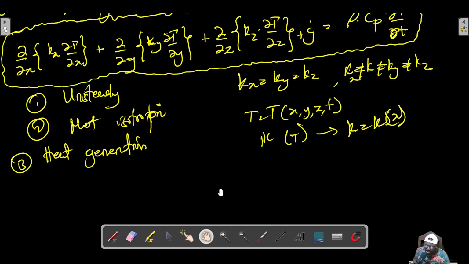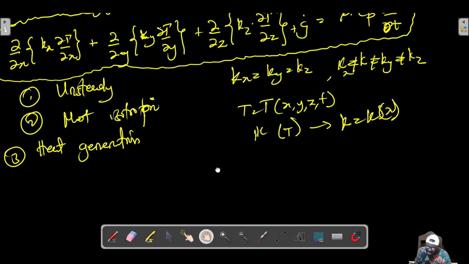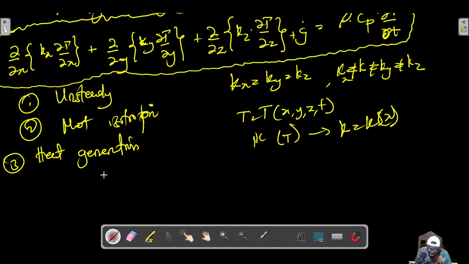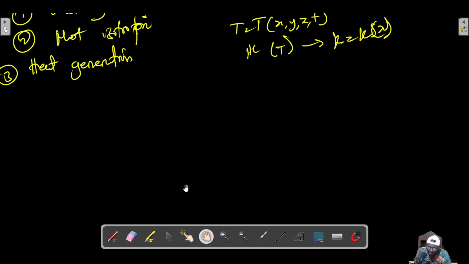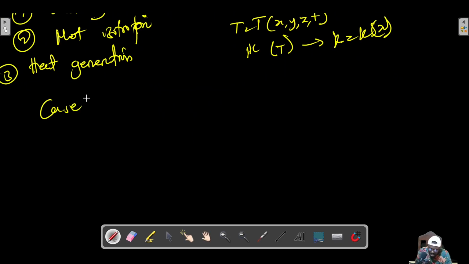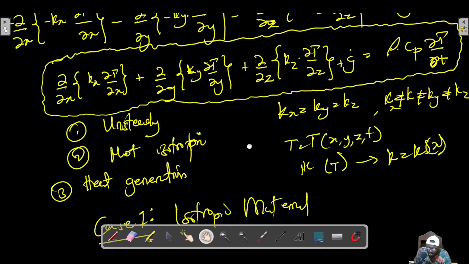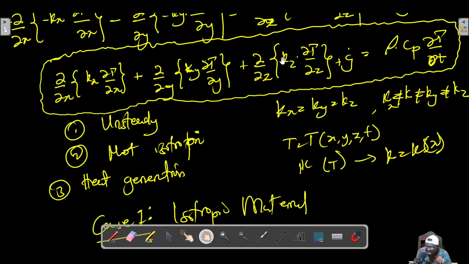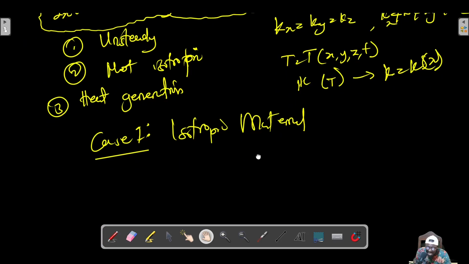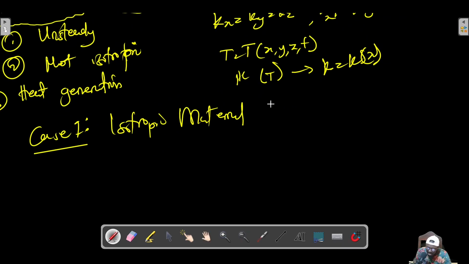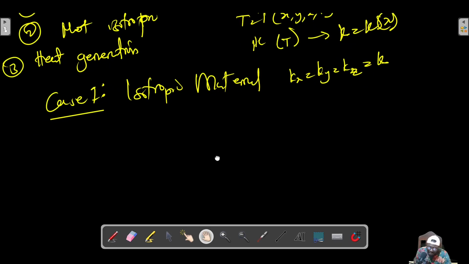Now, let's make certain assumptions. Now, let's say the material is isotropic. So for case 1, isotropic material. What does it mean for isotropic material? For isotropic material, Kx is the same as Ky is the same as Kz, which is equal to K. Then I can factorize K out.